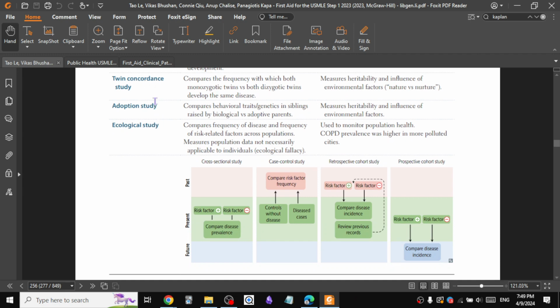Okay, now concordance and adoption study. So concordance, you have these monozygotic or dizygotic twins, right? The benefit of having a twin is that both of these twins have equal biological factors, right? Because a person who's basically a clone of themselves presents an opportunity to conduct a study in one twin and expose or do something with the other twin to see what happens, right? So that's the basis of this. It compares the frequency with which both monozygotic or both dizygotic twins develop the same disease.